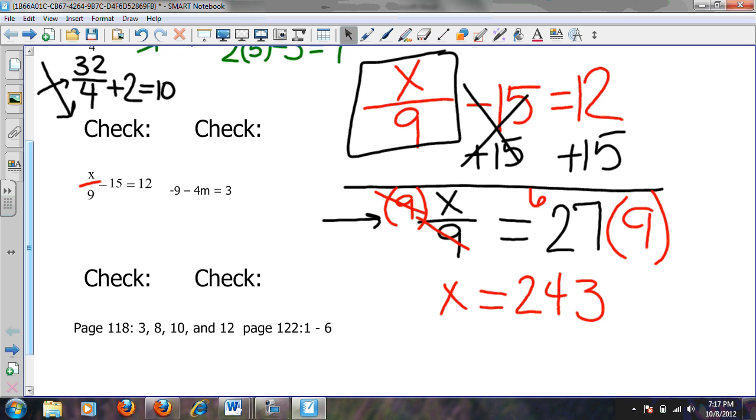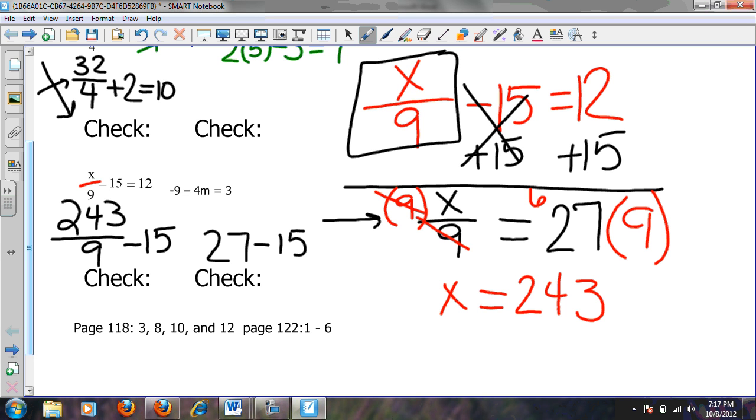Let's substitute back in. 243 divided by 9 minus 15. Okay. 243. 9 will go into 24. Calvin, how many times will 9 go into 24? 2 times. 9 times 2 is 18. That leaves us with a 6. I bring down my 3. How many times will 9 go into 63, Chloe? 9 goes into 63 7 times. So 27 minus 15. What's 27 minus 15? It is, in fact, 12, which is the answer we were looking for.